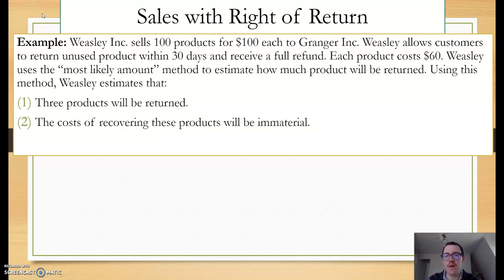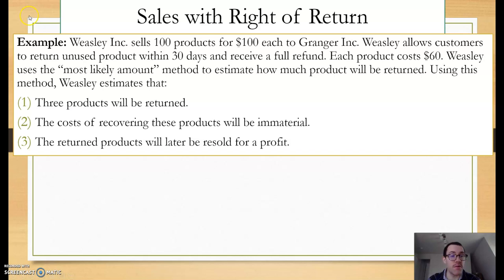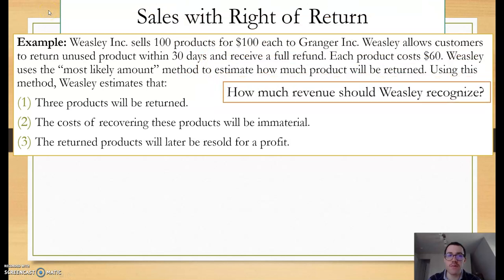Weasley believes the costs of recovering these products, in other words, the return shipping and things like that, restocking, will be immaterial. And the returned products will later be resold as normal for a profit. So how is Weasley to account for the initial sale of these 100 products when they believe that 3 will be returned? Well, here is what we'll do.